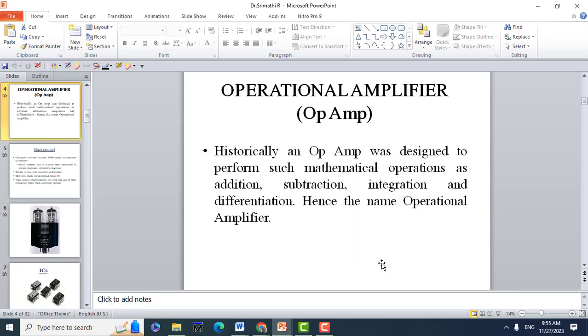Okay. So what is meant by an operational amplifier, otherwise said to be op amp? Historically, op amp was designed to perform mathematical operations such as addition, subtraction, integration, and differentiation. Hence the name, it is said to be operational amplifier. Initially, it was built to do the mathematical operations such as addition, subtraction, integration, and differentiation.